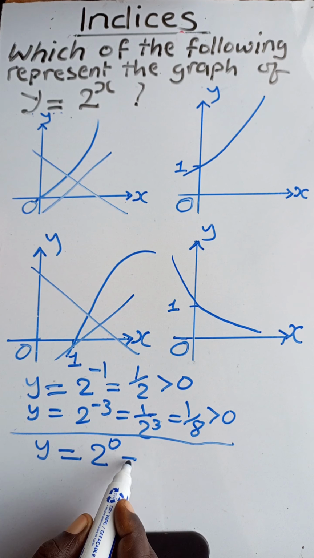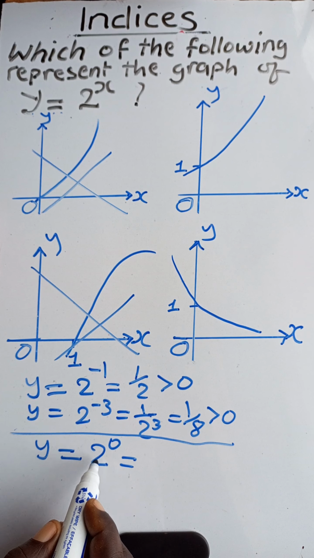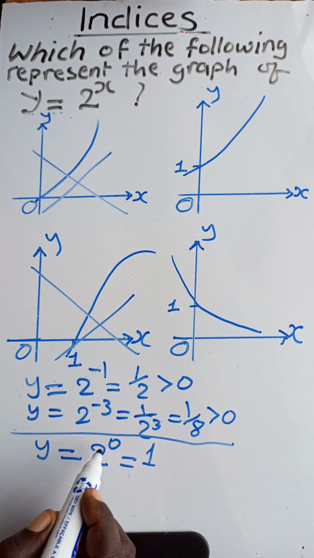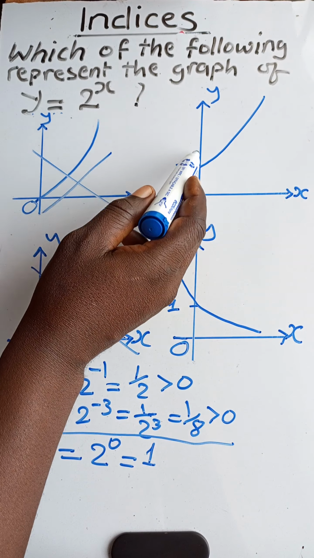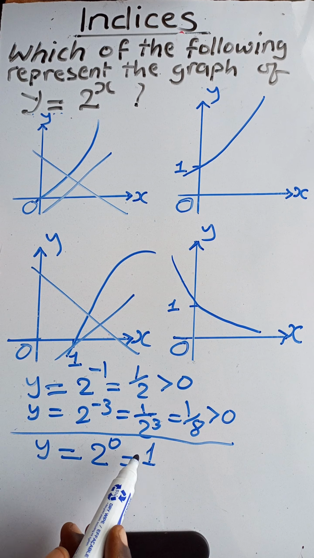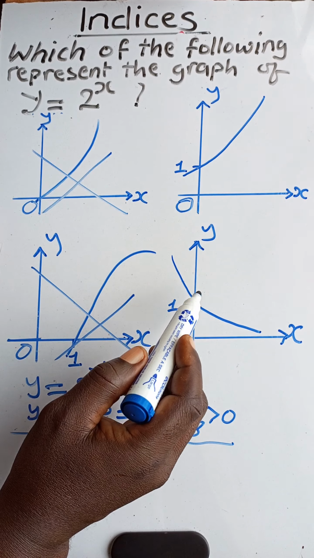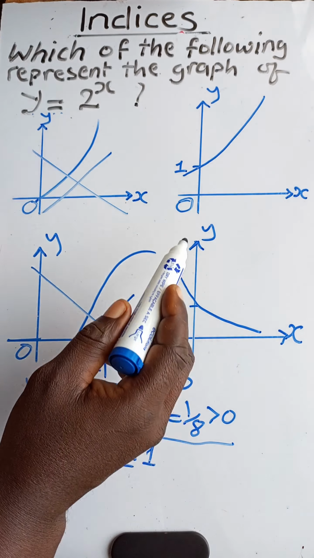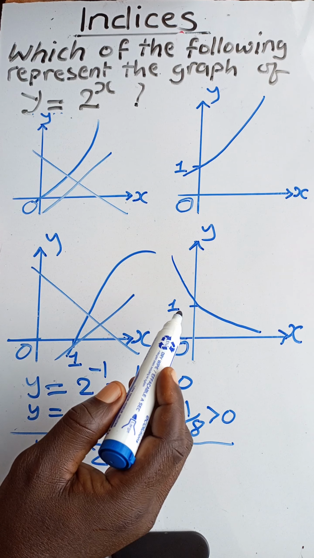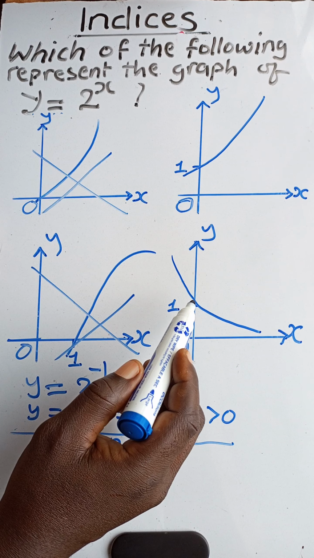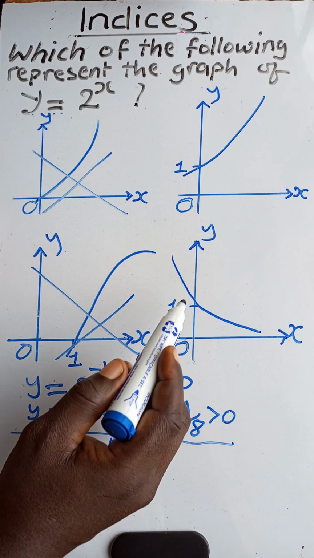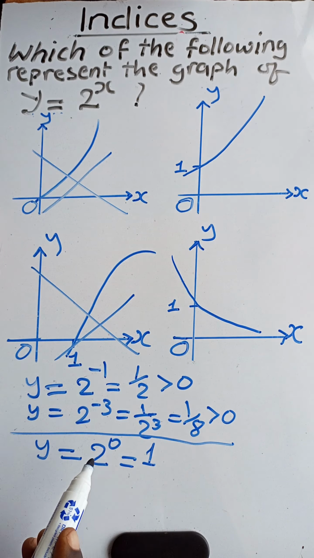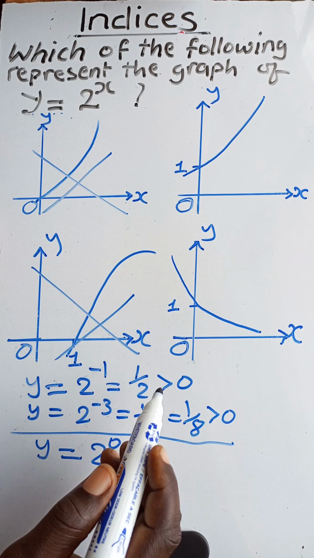2 to the power 0. Any number raised to the power 0 is 1. So when x is 0 along the y-axis, we expect y to be 1. So that aspect is correct for both graphs. We expect the graph to cross the y-axis at the point 1 because along the y-axis x is 0.